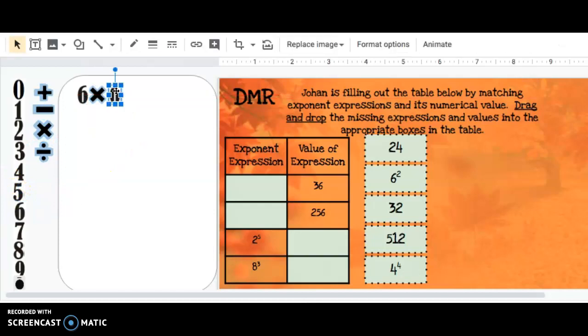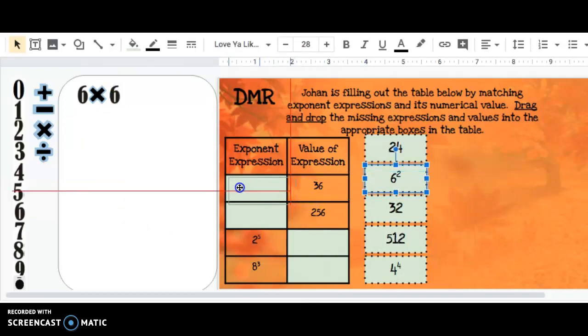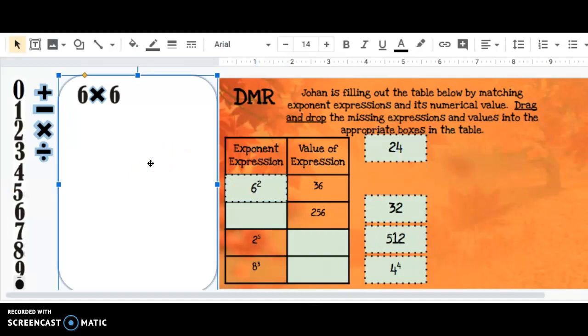When I do 6 times 6, if I didn't know, I'll use my multiplication chart. There's going to be a red X right here. I would click that, and it would take me to my multiplication chart, and I would notice that it would be 36. So I'm going to click and drag my 6 squared to the appropriate box.